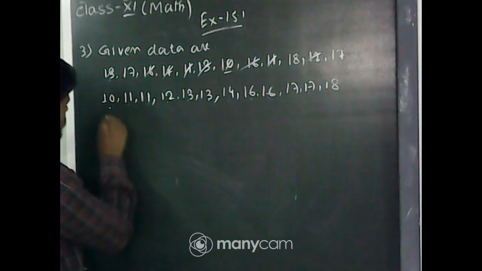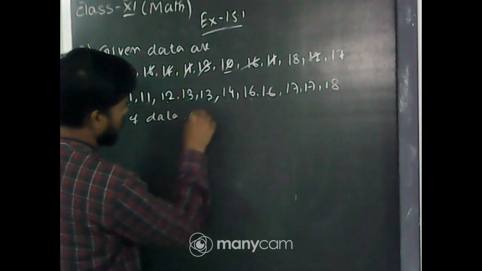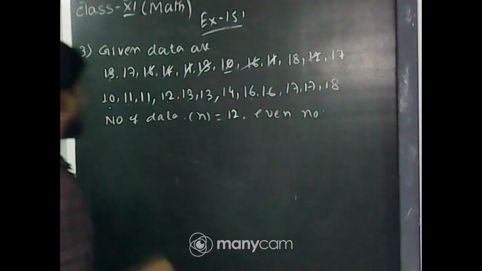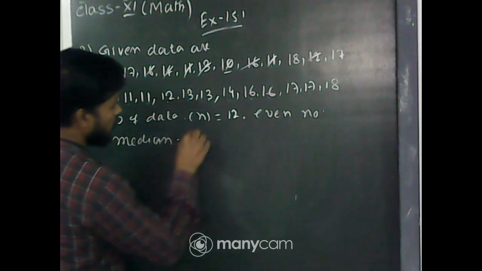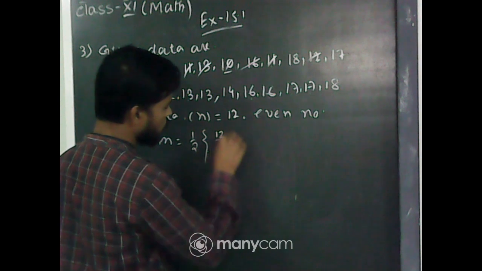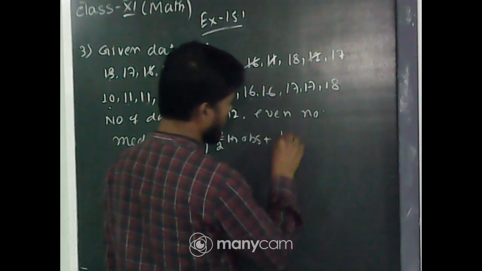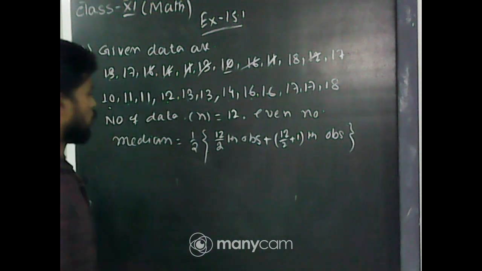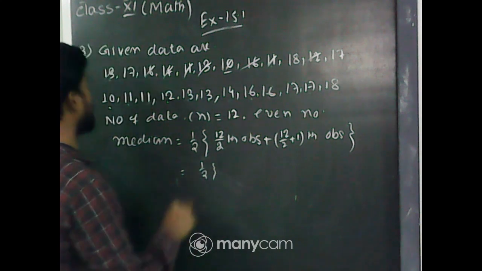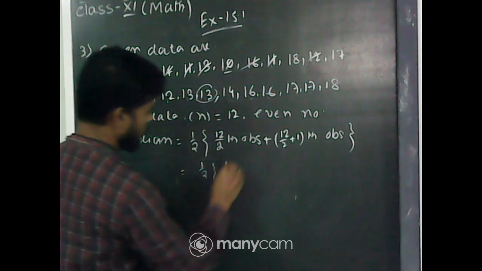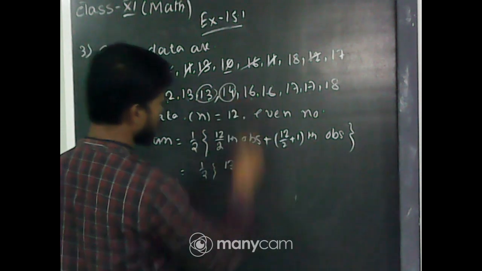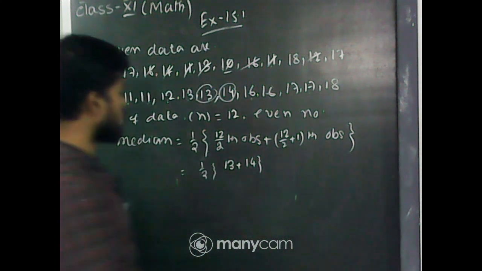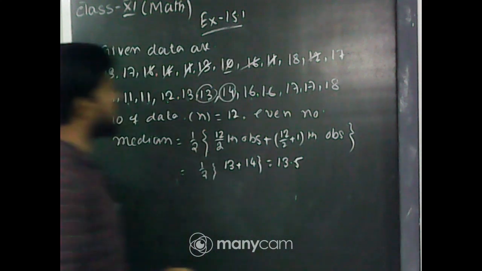Now see here the number of data is equal to 12, which is an even number, that means the median will be the average of the 12 by 2th observation plus the 12 by 2 plus 1th observation. Now 12 by 2 means 6th observation, 1, 2, 3, 4, 5, 6, that is 13, plus the 7th observation, that is equal to 14. Now if we add 13 and 14 and then divide by 2, the result will be 13.5. So this is the median of the given data.